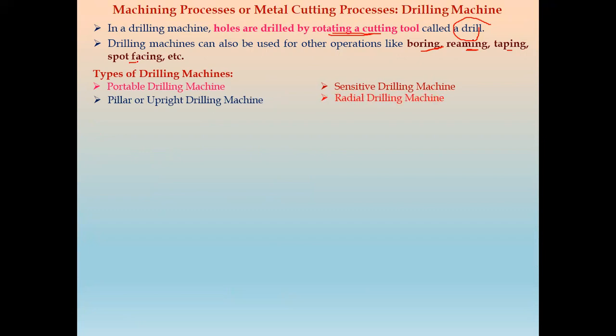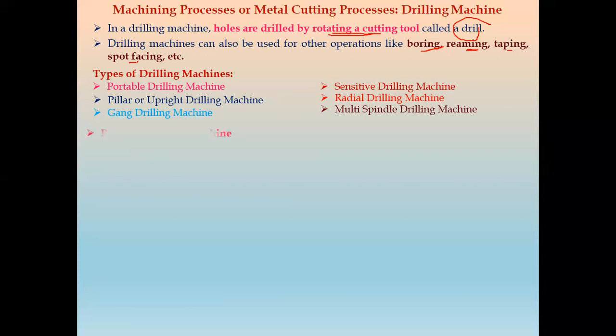So now we will see the different types of drilling machines that are available. The first one is the portable drilling machine. Then we have the sensitive drilling machine. The next one is the pillar, also called the upright drilling machine. The next type is the radial drilling machine. Then we have the gang drilling machine and the multi-spindle drilling machine. Now we will see all these types of drilling machines one by one.